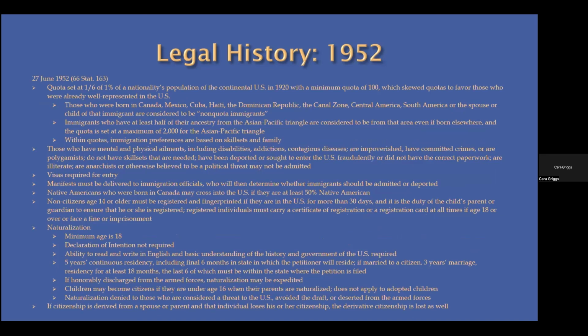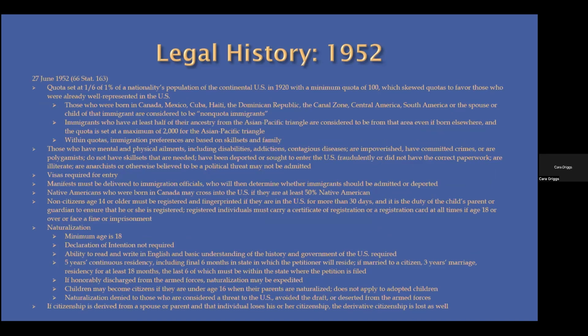The quota system remained, as did the Canada, Mexico, Central America, and South America exemption. The Asiatic barred zone disappeared, but those from what was termed the Asian Pacific Triangle were limited to 2,000 immigrants per year, and those with one parent from that area, even if they were born elsewhere, were included in that quota. The most significant change concerned naturalization.